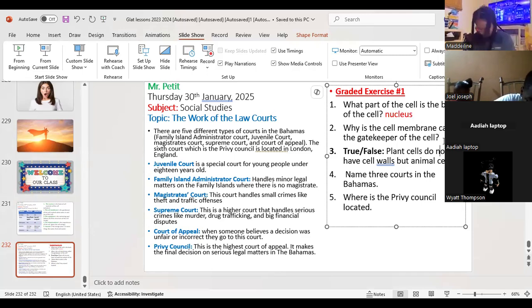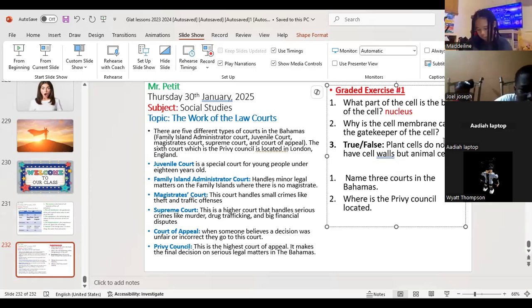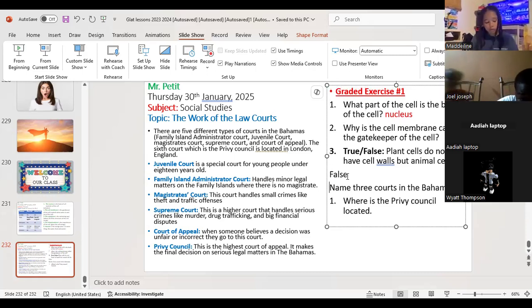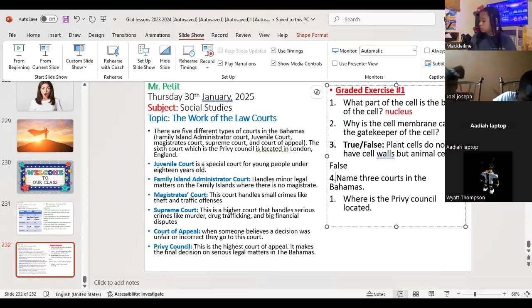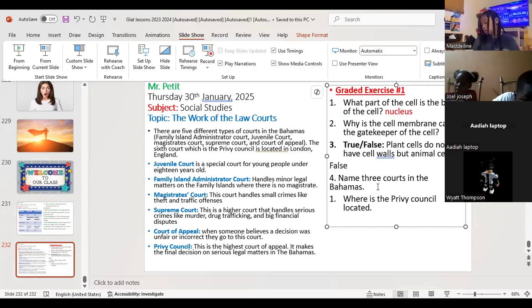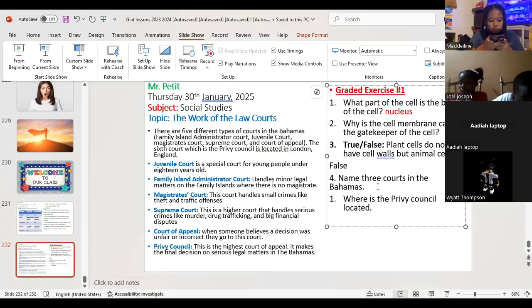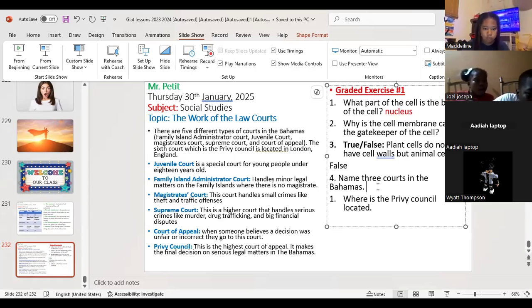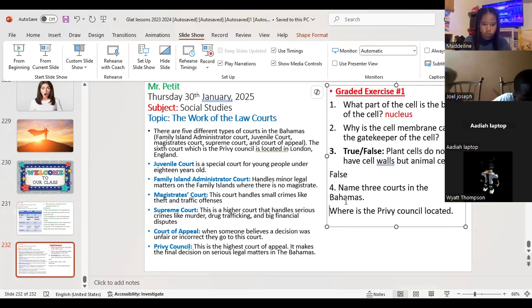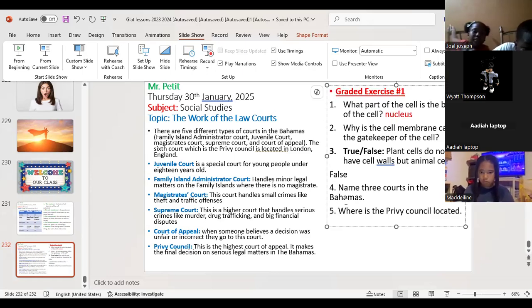Number 3, true or false? Plants do not have cell walls, but animal cells do. False. Definitely false. Name 3 courts in the Bahamas. Juvenile, magistrate, and Privy Council. Administrative court, yes. Where's the Privy Council located? London, England.